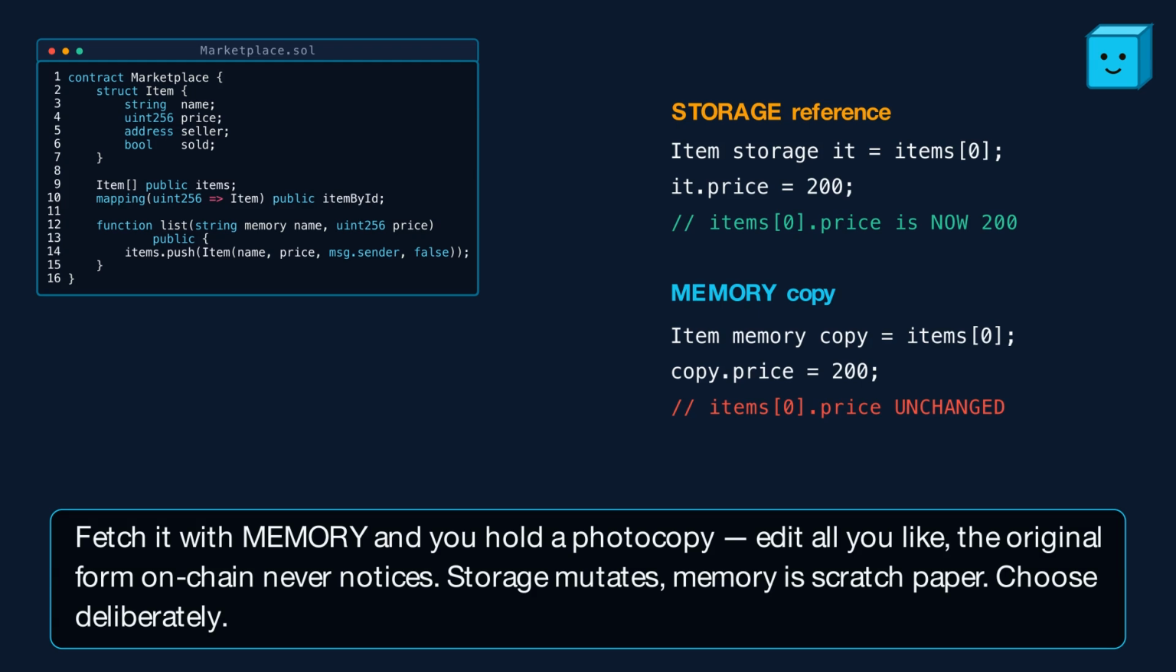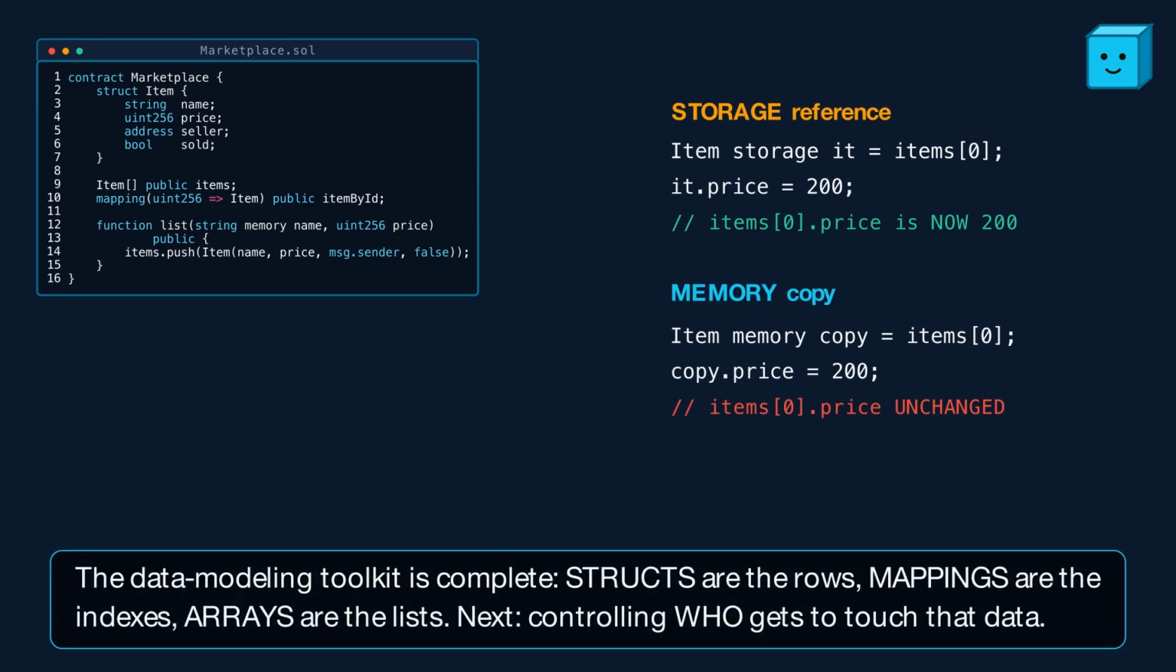Choose deliberately. The data modeling toolkit is complete. Structs are the rows. Mappings are the indexes. Arrays are the lists. Next, controlling who gets to touch that data.